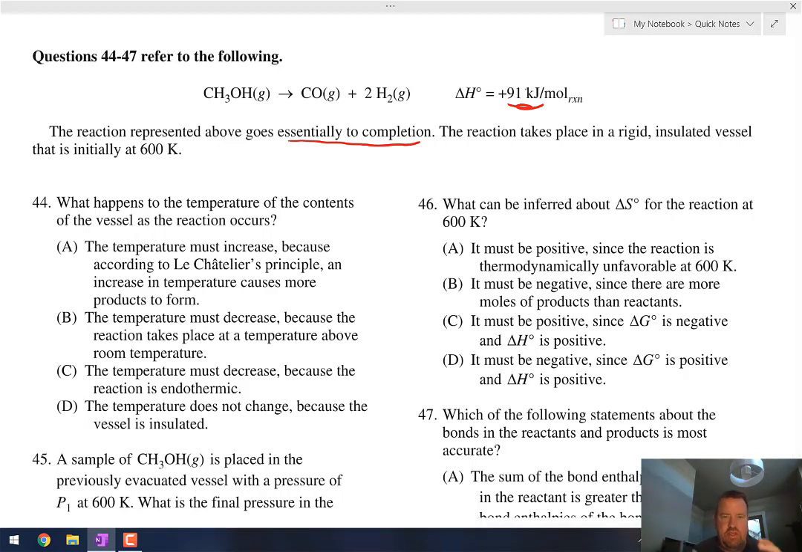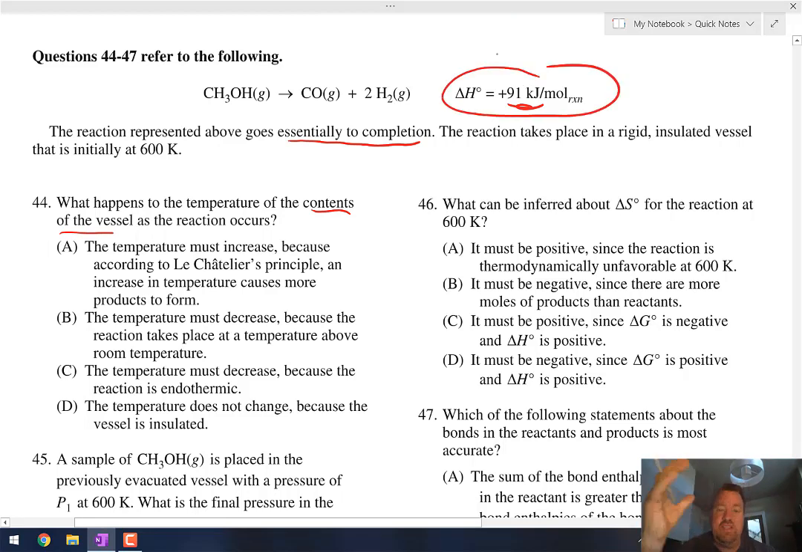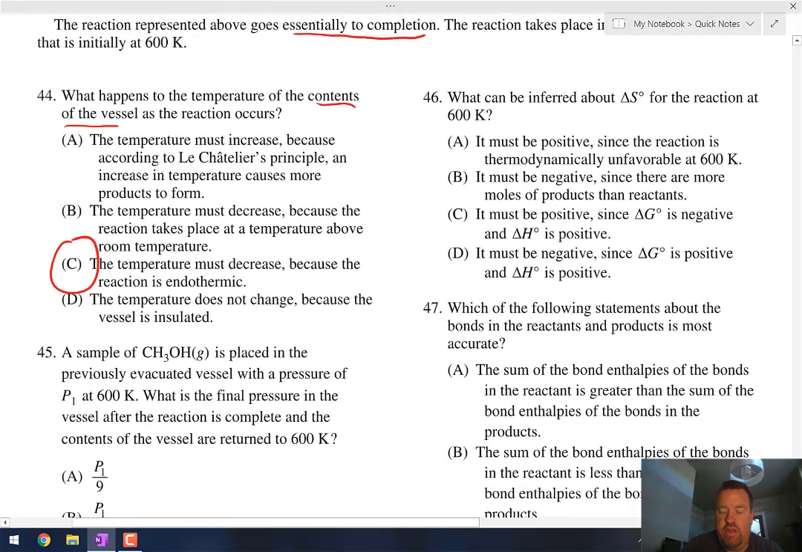So remember, the system is the reaction itself. The surroundings is the vessel, whatever else is in there as well. So what happens to the contents of the vessel means the surroundings. So anytime you have an endothermic process, it has to take heat or energy from those surroundings to make the reaction happen. Okay, and so the correct answer is C. You're taking heat from the surroundings, so the temperature must decrease because that reaction is endothermic.